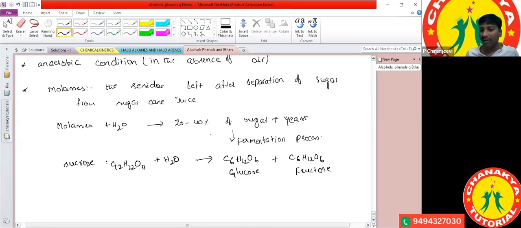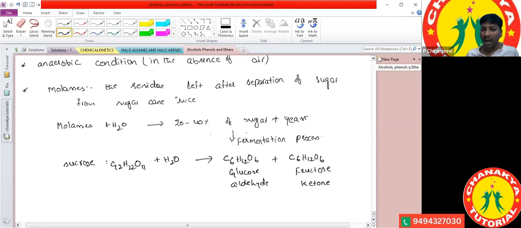Both have the same molecular formula. But what is the difference? Glucose has a free aldehyde group. Fructose has a ketone functional group. So now we have clarity, all of you. Glucose has an aldehyde functional group and fructose has a ketone functional group.